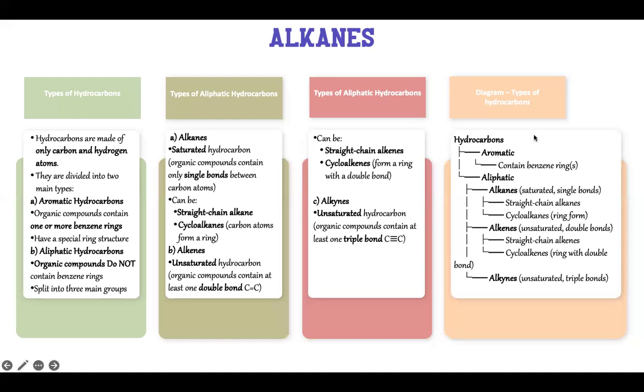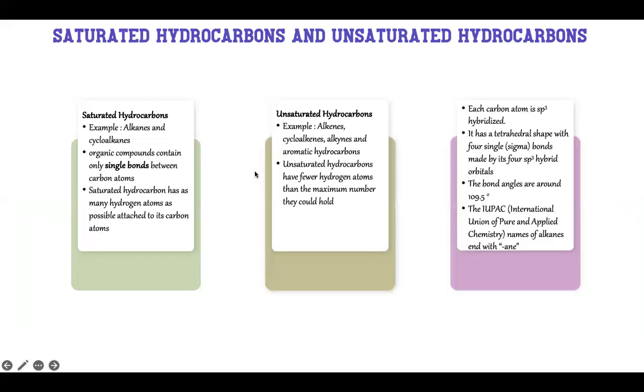So this is the diagram which shows the types of hydrocarbons. From these three levels, it explains what I already explained just now: saturated hydrocarbons and unsaturated hydrocarbons. Saturated hydrocarbons, for example alkanes and cycloalkanes, are organic compounds containing only single bonds between carbon atoms, and a saturated hydrocarbon has as many hydrogen atoms as possible attached to its carbon atoms. Meanwhile, unsaturated hydrocarbons, for example alkenes, cycloalkenes, alkynes, and aromatic hydrocarbons, have fewer hydrogen atoms than the maximum number they could hold.